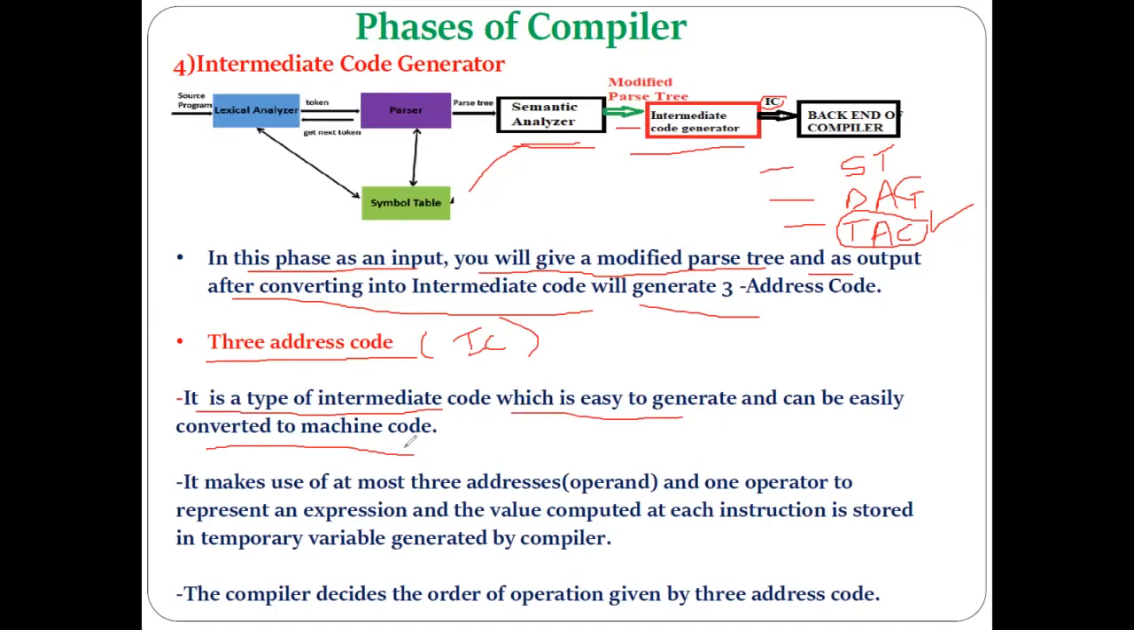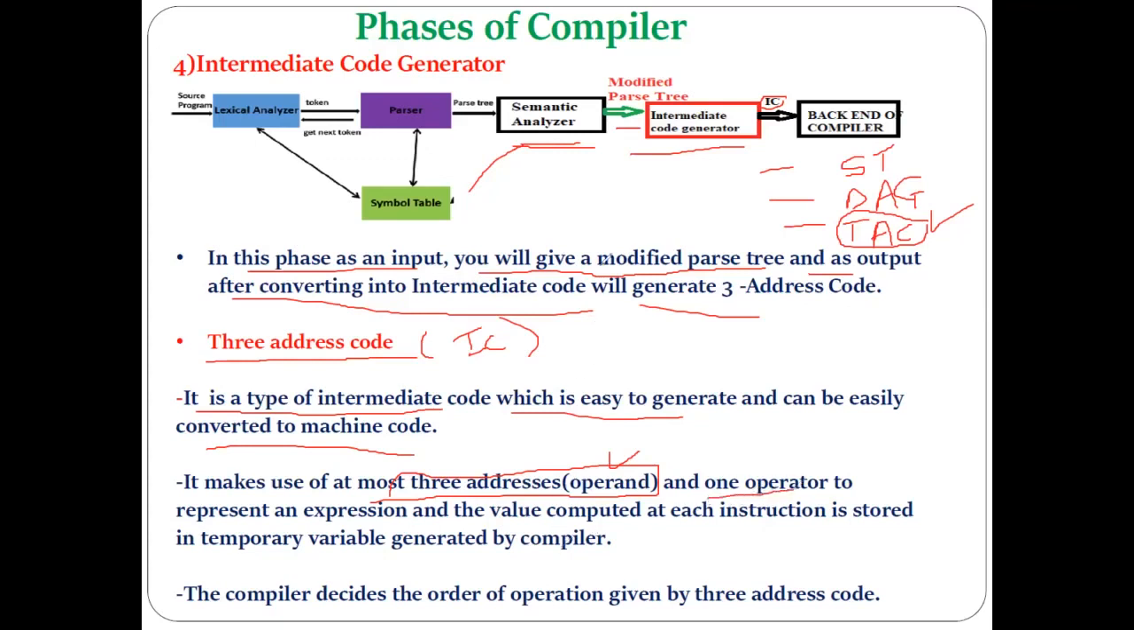Okay, now why is this particular code referred to as a three address code? That we are going to discuss. So when the intermediate code generator generates the IC as TAC, three address code, from the name only you can understand why it is referred to as a three address code, because it contains at most three addresses. What at most three addresses? In the sense, it contains at most three operands and one operator.